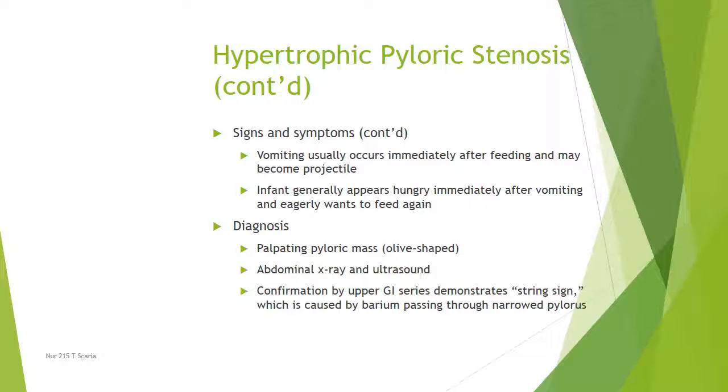Vomiting usually occurs immediately after feeding and may become projectile. Infants generally appear hungry immediately after vomiting and eagerly want to feed again. The diagnosis is by palpating a pyloric mass, otherwise known as an olive-shaped mass. It is a classical sign. The olive-shaped mass is palpated, and abdominal X-ray and ultrasound are done, and confirmation by upper GI series demonstrates a string sign, which is caused by barium passing through a narrowed pylorus.